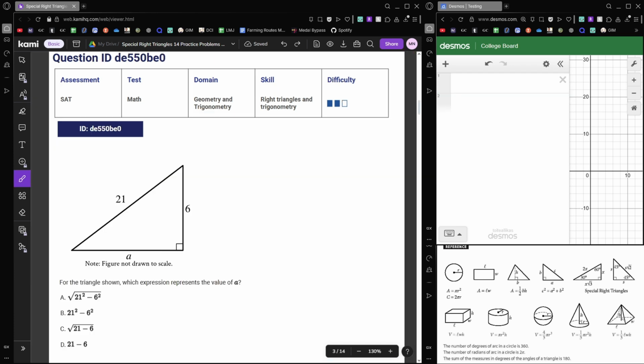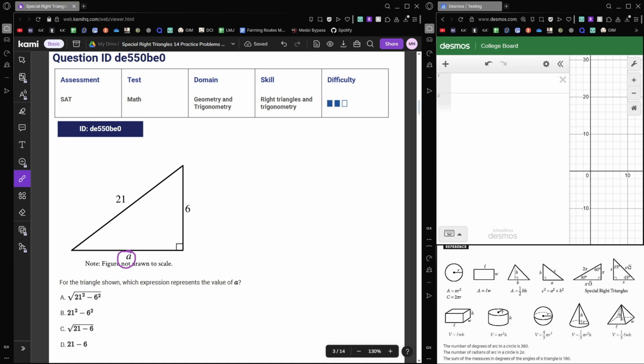Question number 3. For the triangle shown, which expression represents the value of a? So here we have a right triangle and they're asking us to find the missing side. So to do that, all we have to use is the Pythagorean theorem. This isn't a special right triangle and I'm not sure why this is here, but at the same time I'm too lazy to move it, so you're welcome, I guess.